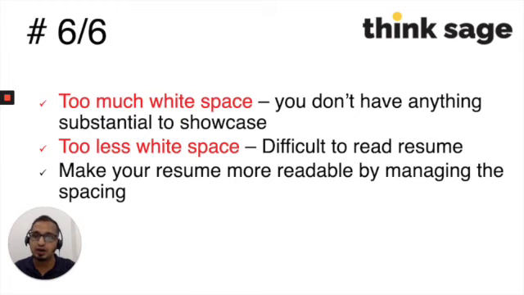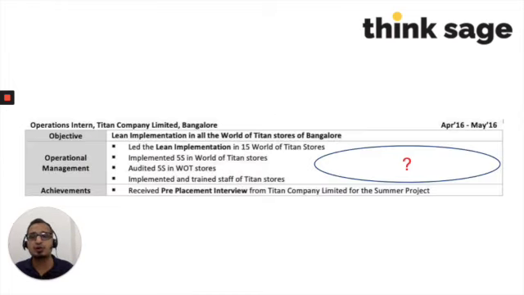Let me showcase a couple of examples. If you look at this one, if I read the third point in this resume, it says audited 5S in WOT stores. Now what does that mean? What is 5S? I don't know. What is WOT? I don't know. Now the problem here is that the person had an entire line where he could have written everything in detail and expressed it in such a fashion that a person who is not aware of what WOT is would have clearly understood what the person is trying to convey, right?